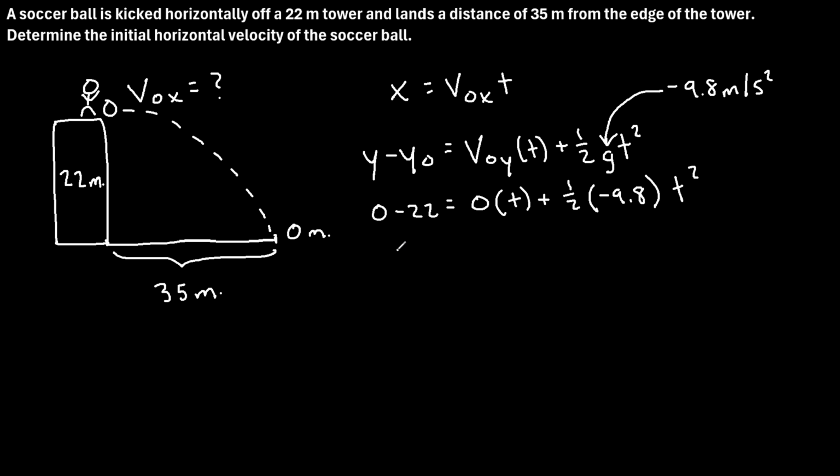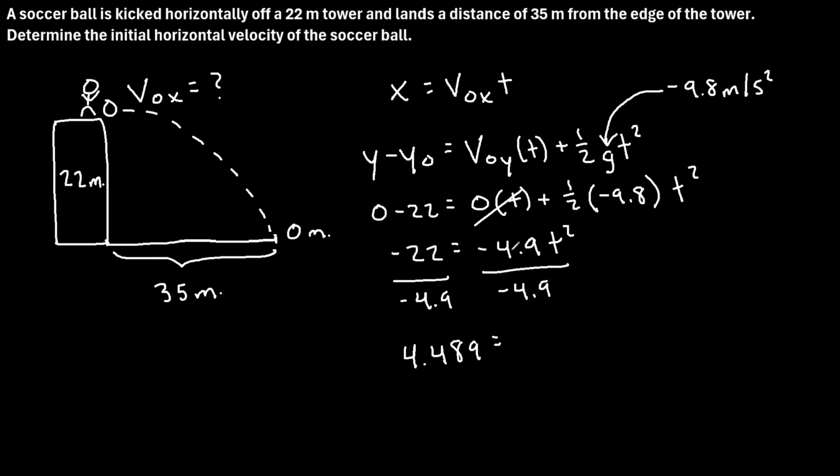So if we simplify a little bit, we get negative 22 is equal to 1/2 times negative 9.8, that's negative 4.9, times t squared. To solve for t, we're going to divide both sides by negative 4.9. On the left-hand side, negative 22 divided by negative 4.9 turns out to be positive 4.489. And on the right-hand side, the negative 4.9s cancel out and we're left with t squared. So to solve for t, we'll just take the square root of both sides, and we'll find that t is equal to 2.12 seconds. So it will take 2.12 seconds for this ball to reach the ground.